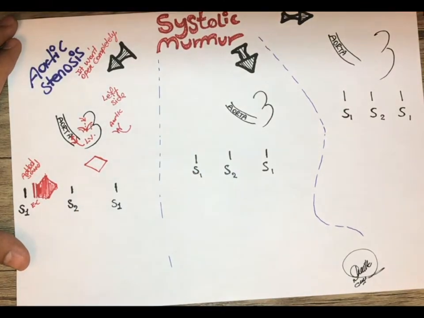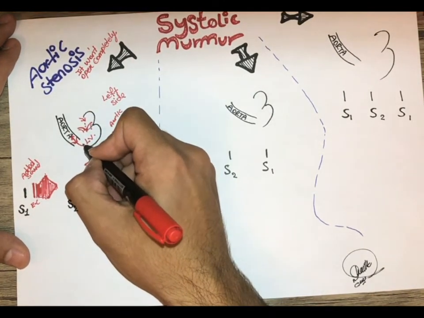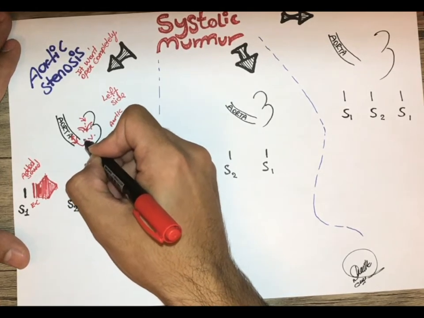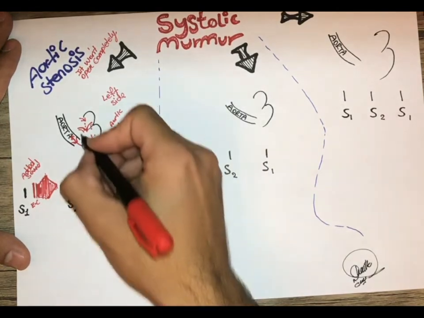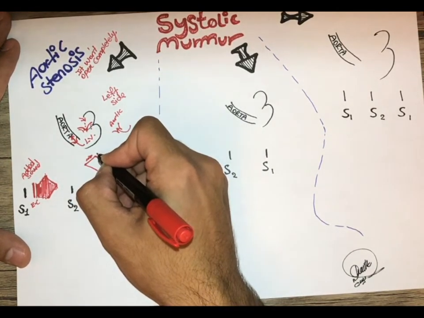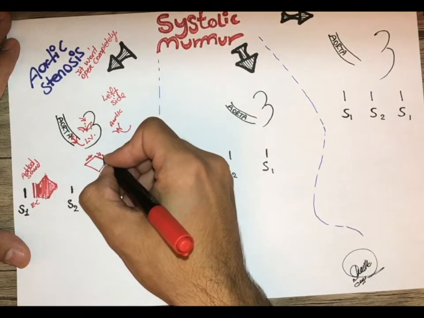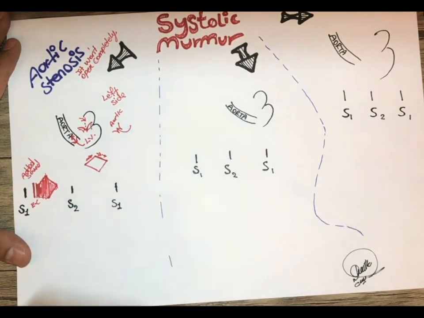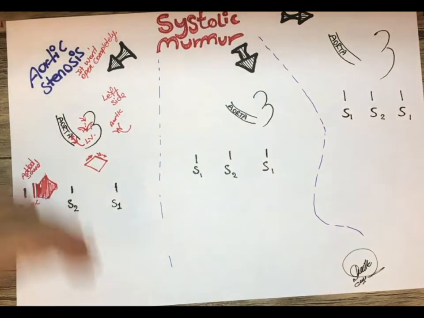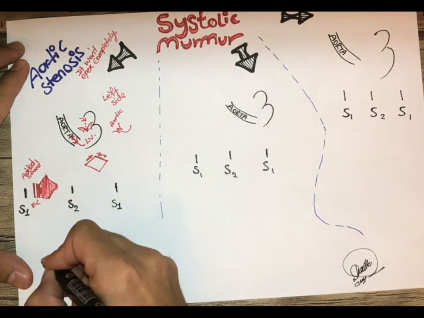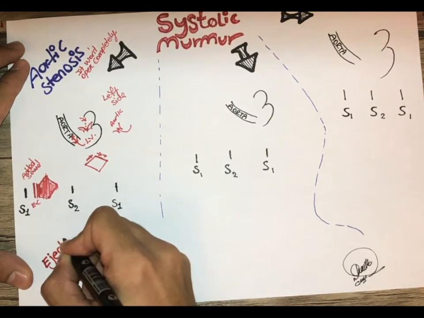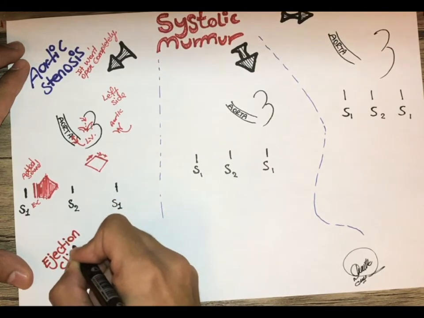So why this shape of murmur? This is because the blood will start to flow more as we are going to increase in intensity here, and then the systole will start to end, so the blood will pass less, so the intensity of the murmur will decrease till it stops completely. So the murmur of aortic stenosis follows an ejection click, which starts here.